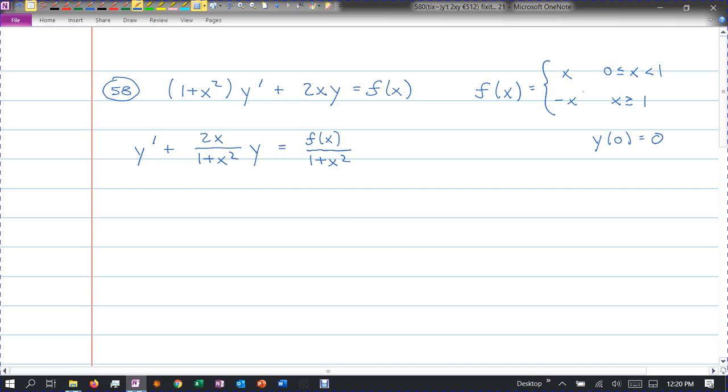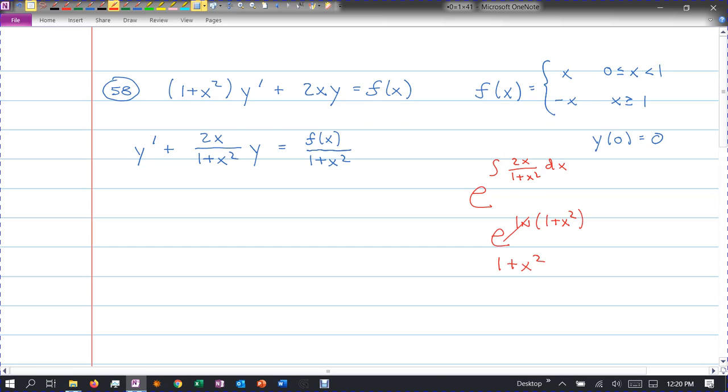So let's go ahead and get the integrating factor. So e to the integral of 2x over 1 plus x squared dx. I'll let you do that. It's a pretty simple basic u sub. This is e to the natural log of 1 plus x squared. We don't have a domain restriction there because 1 plus x squared is always positive, and that's just 1 plus x squared.